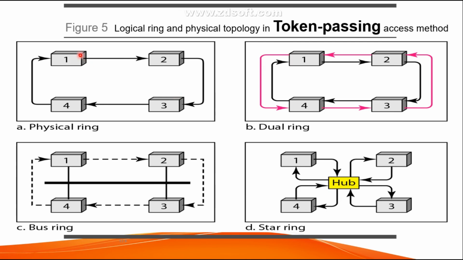Now, accessing the channel. How to access the channel? This is the question. Who would be given the right? The right to this access is passed from the predecessor to the current station. That is 4 to 1, or 1 to 2, or 2 to 3, or 3 to 4, like this. And the right is passed to the successor when the current station, suppose station 1, doesn't have any more data to send, then it is going to send the right to station 2.